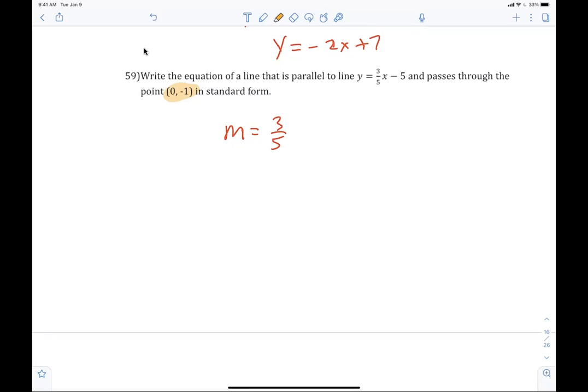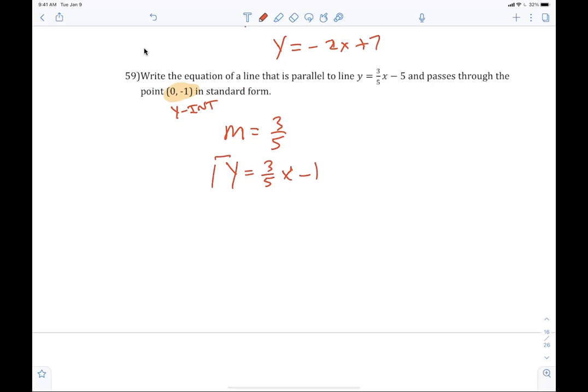No, it's just helpful. If you didn't recognize that, I'd like for you to write, well, that's the y-intercept. So we can just write it in the form y equals mx plus b first. So tell me what that is. 3/5 x minus 1. Yep. And now what? We're going to go to standard form.